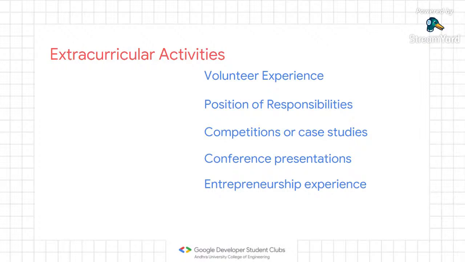And then be it any of your competitions that you won or have been a part of, and your conference presentations, and if you have been a part of any startup, or if you've founded any startup or something like that, make sure you add that in the entrepreneurship experience as well. So all of these come under the extracurricular activities section, but a lot of people create separate sections for their volunteer experience and for their other positions of responsibility and stuff like that, which is totally customizable and up to you.